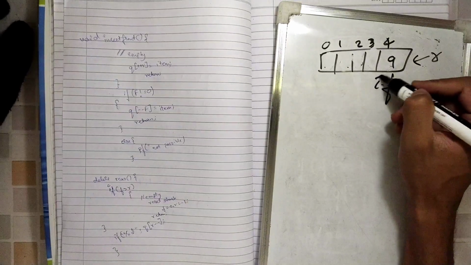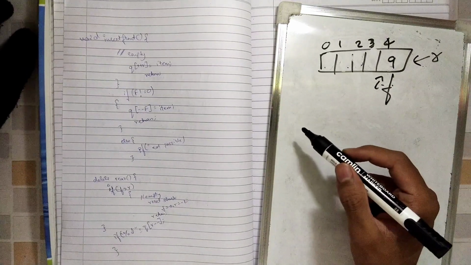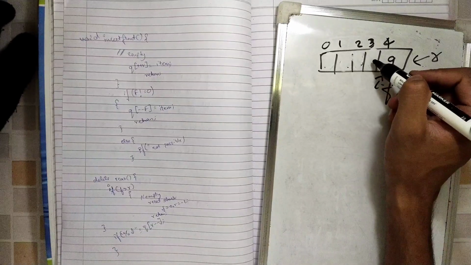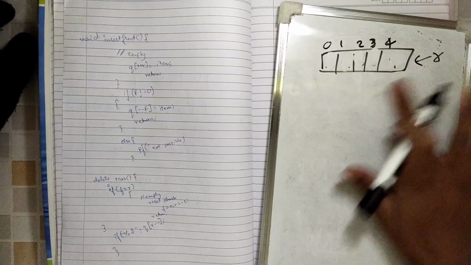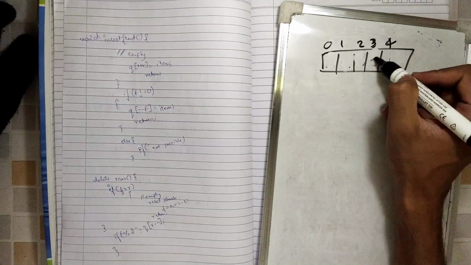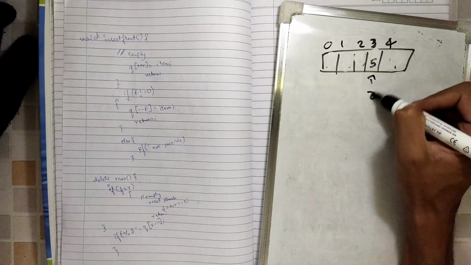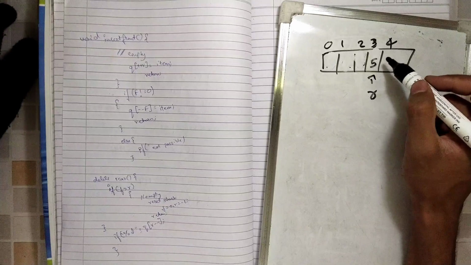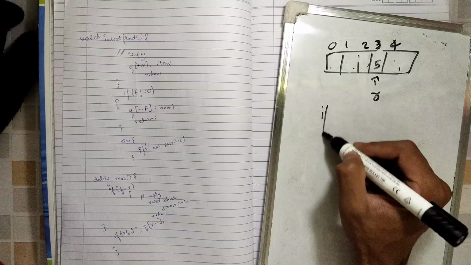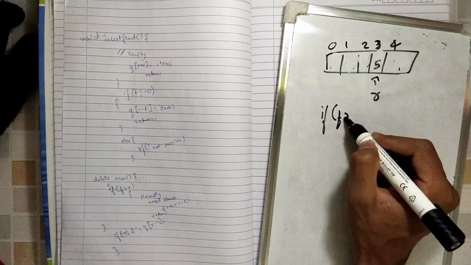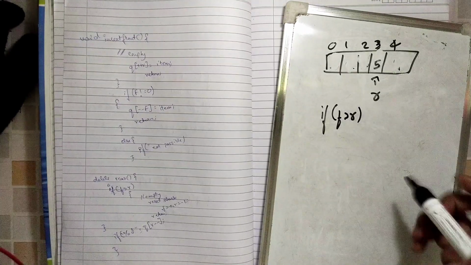Okay, so whenever my R is at the last place, suppose my R is here, let us remove my F. So this is at the end of the queue itself, at the last position. That's why, if F is greater than R, we say it's empty.